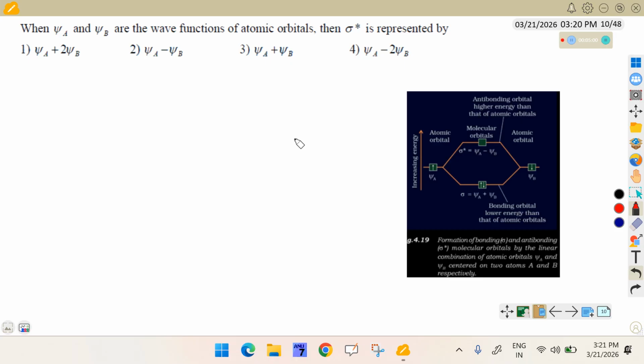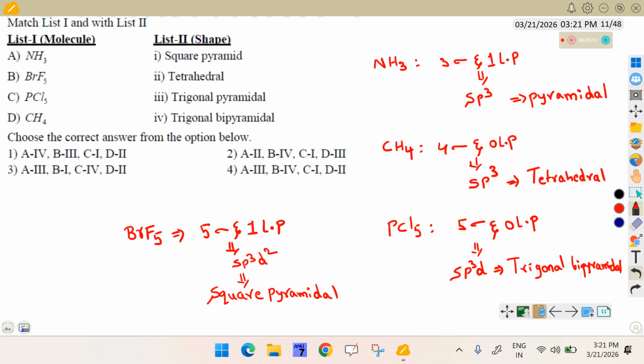When psi A and psi B are the wave functions of atomic orbitals, then what is sigma star represented by? Given, sigma is equal to psi A plus psi B, sigma star is equal to psi A minus psi B. Second option is the correct option.